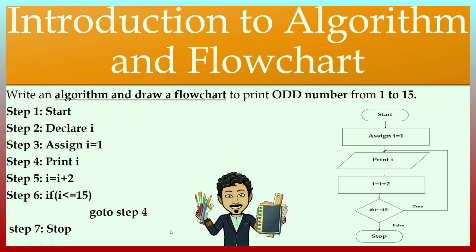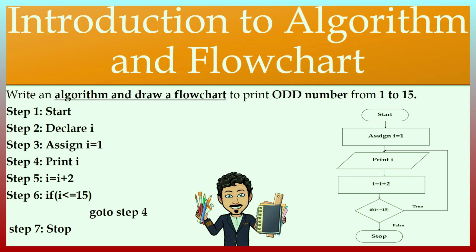If the condition is true, it will go back to step 4. It will get incremented by 2. It will check for the condition. If the condition is true, it will go to step 4. When the condition fails, if I value is greater than 15, then the program stops.